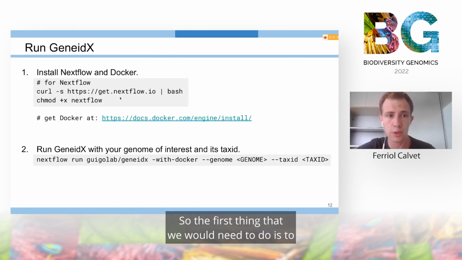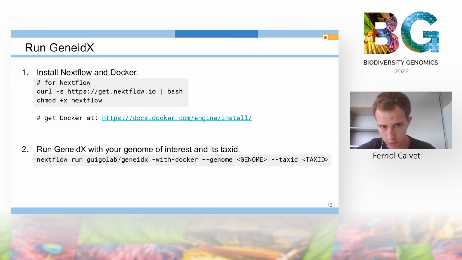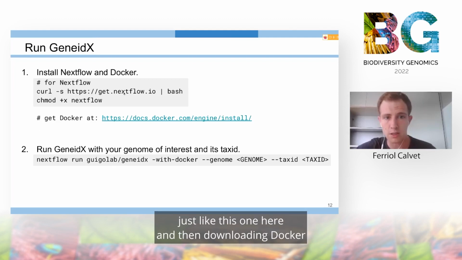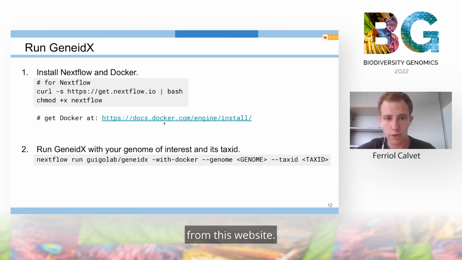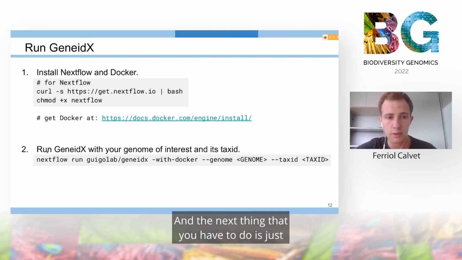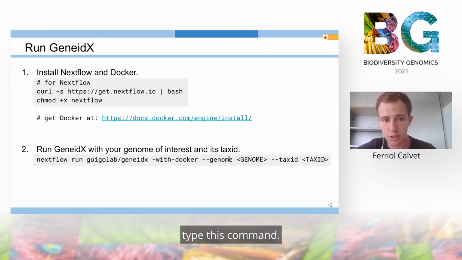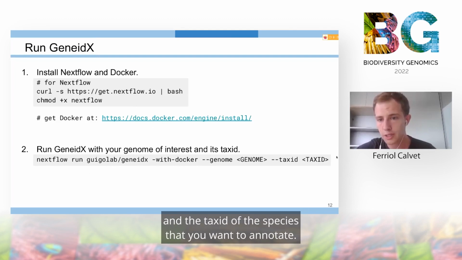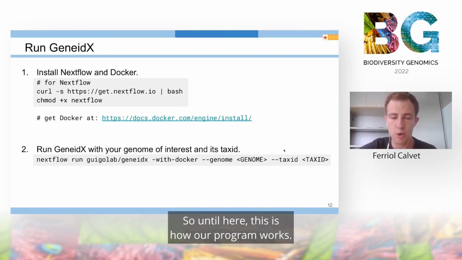The first thing that we would need to do is to install Nextflow and Docker or other container software. It can be done with these two commands, just like this one here, and then downloading Docker from this website. And the next thing that you have to do is just type this command: run geneidx with Docker and then provide a genome and the tax ID of the species that you want to annotate. So until here, this is how our program works.